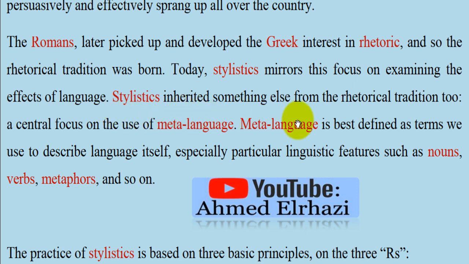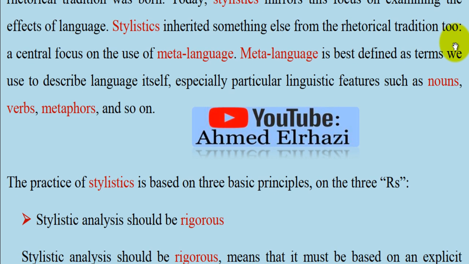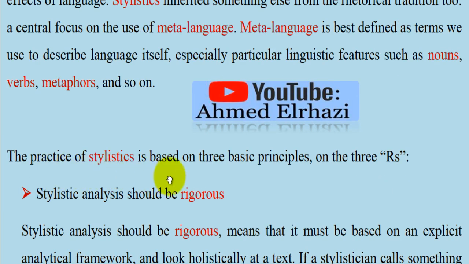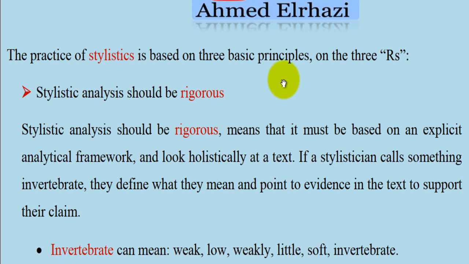Stylistics inherited something else from the rhetorical tradition too. وكذلك هاد stylistics ورثت واحد الحاجة من هاد الشيء اللي كانت الريتوريك اللي داز عند روم وعند روما وفي الإغريق. A central focus on the use of meta language. واحد التركيز على استعمال ديال meta language. Meta language هما دوك terms we use to describe language itself, especially particular linguistic features بحال nouns, verbs, determiners, metaphors, alliteration, etc. The practice of stylistics is based on three basic principles.